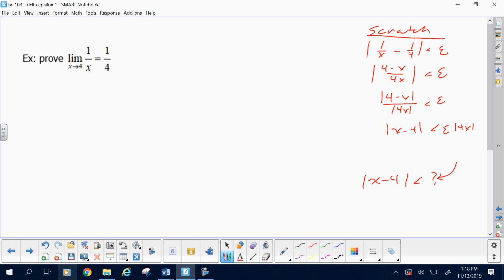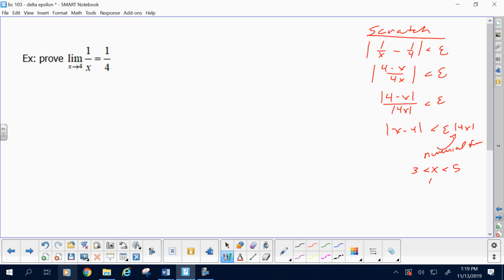See. Okay, now this is where our delta is going to come from. This will be delta, but we want a numerical form of this. Remember, delta isn't an x-based form. It's an epsilon and number-based form. So we want to make this numerical. How do I switch x's for numerical values? That's where you make the assumption. Assume x is between 3 and 5.